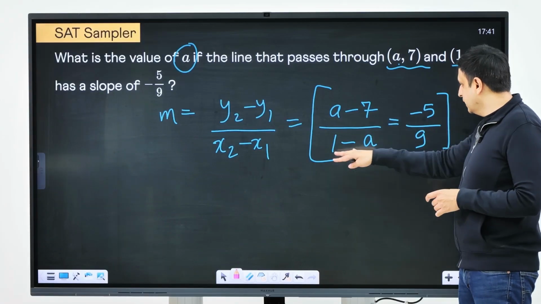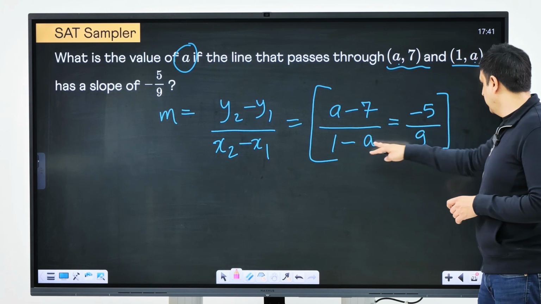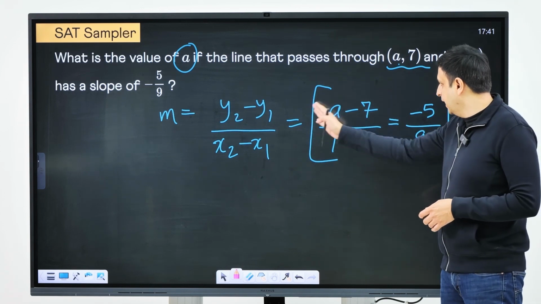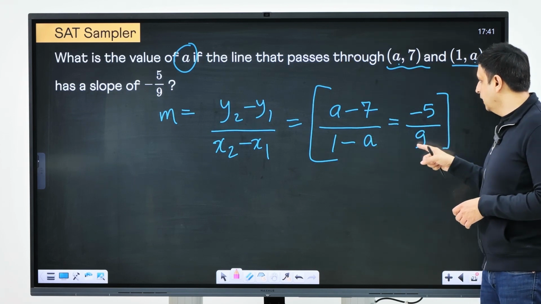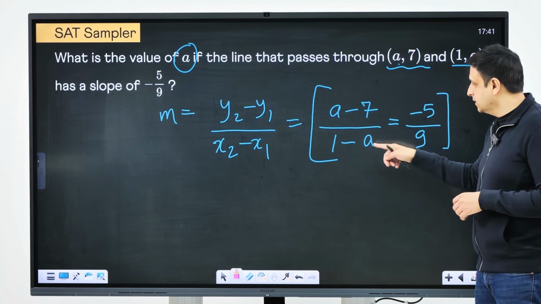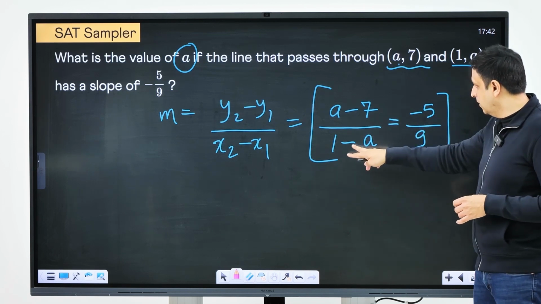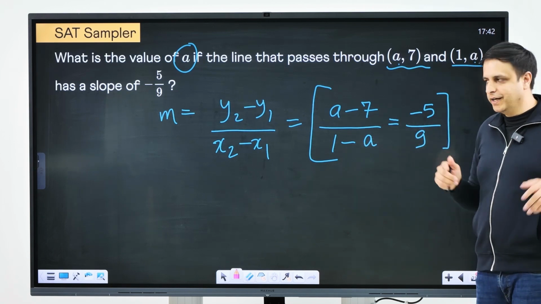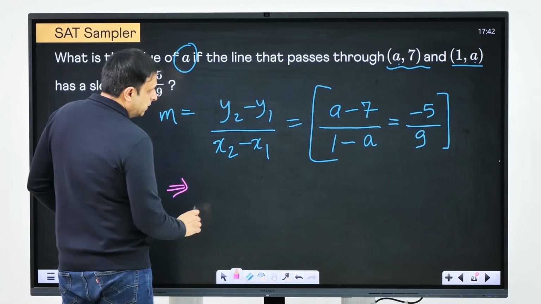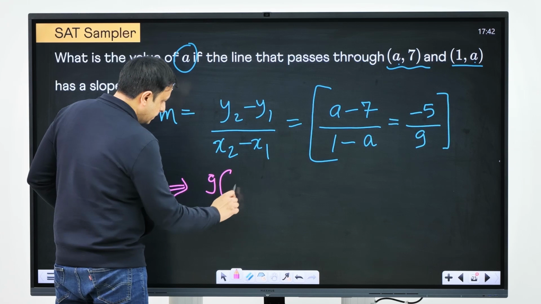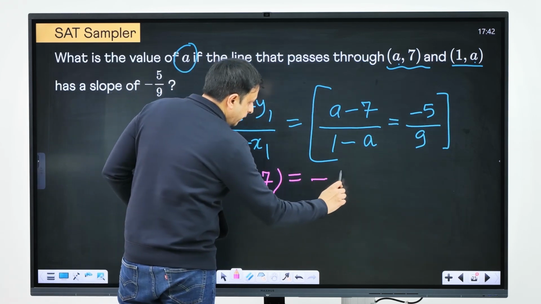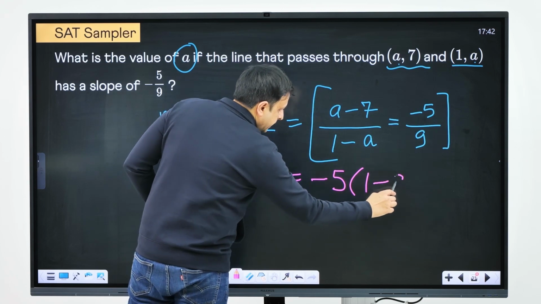So I have to get rid of these denominators, 1 minus a on the left and 9 on the right. So I can do that in 2 steps. I can first multiply by 9 on both sides, and that will help me get rid of this 9. And then I can multiply by 1 minus a on both sides, and that will help me get rid of this denominator over here. And this will lead me to the equation. On the left side, I will get 9 times (a minus 7), and on the right side, I will get negative 5 times (1 minus a).